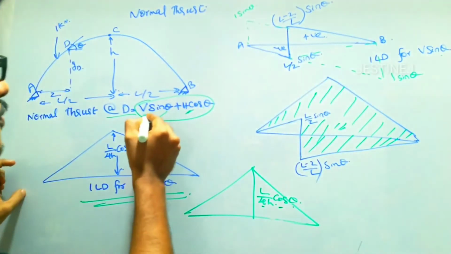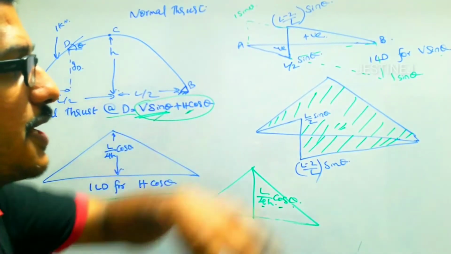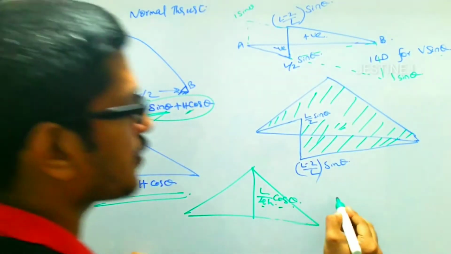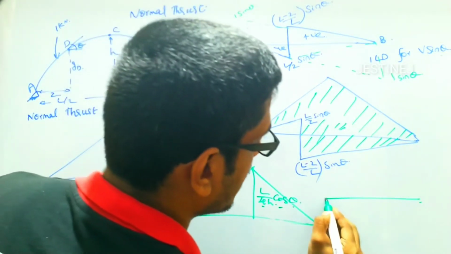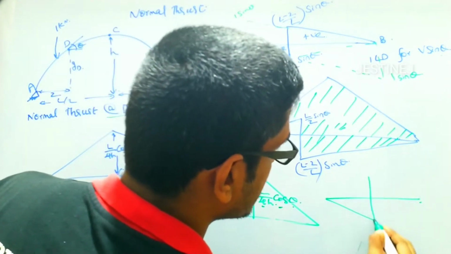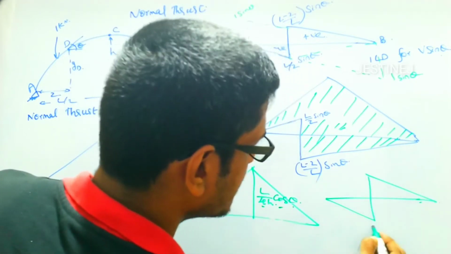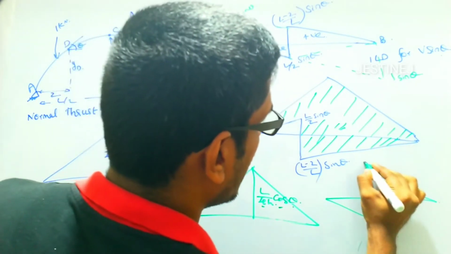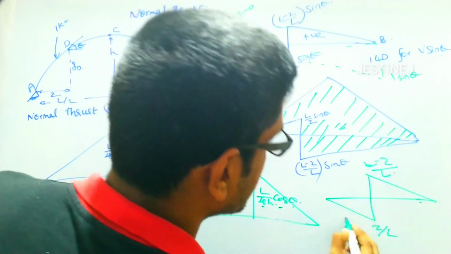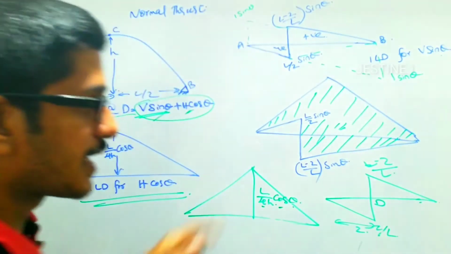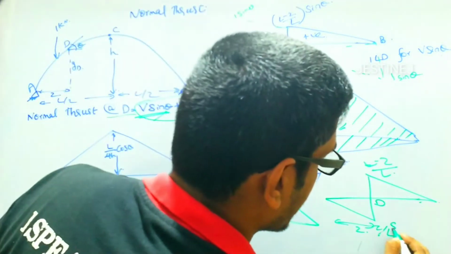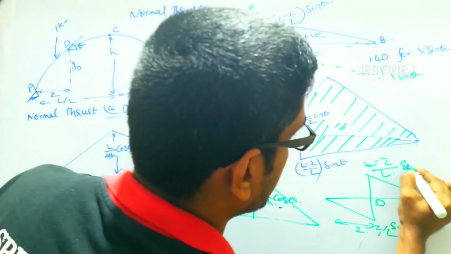Then coming to the case of V sin theta. The ILD for V sin theta, we can easily draw that when a one unit load is traveling across a beam, the diagram will look in this format. It's Z by L here and here, L minus Z by L. This Z means the distance to the point D. So in the case of V sin theta, you can directly multiply it by the sin theta value.